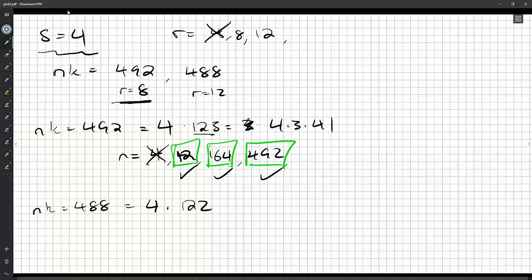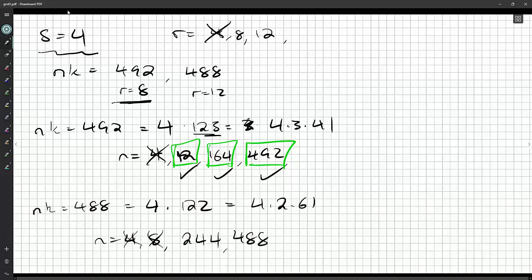122. Oh, I guess I could have just subtracted off 1 from the 123. Now 122, I can see there's going to be a factor of 2 there. 2 times 61. Again, N could be 4, 8. Both of these will be thrown away because N needs to be greater than R. We could have 4 times 61, so that's 244. And we could have 488 itself.